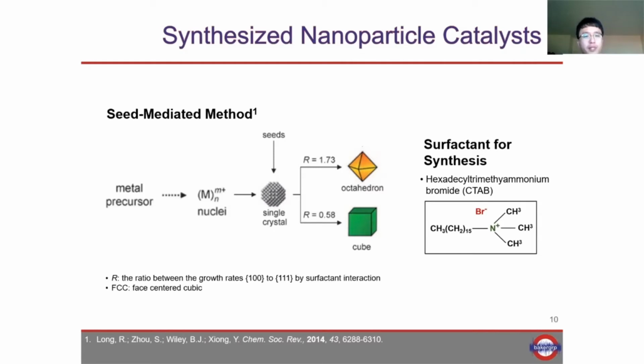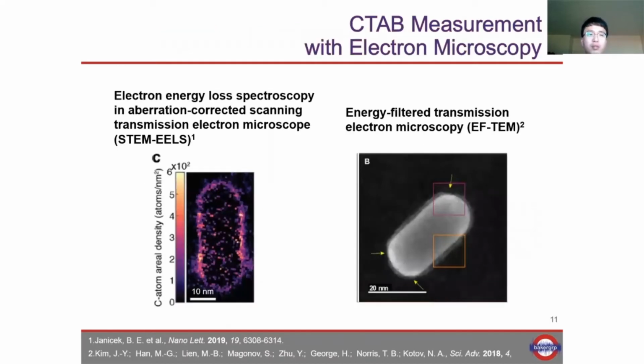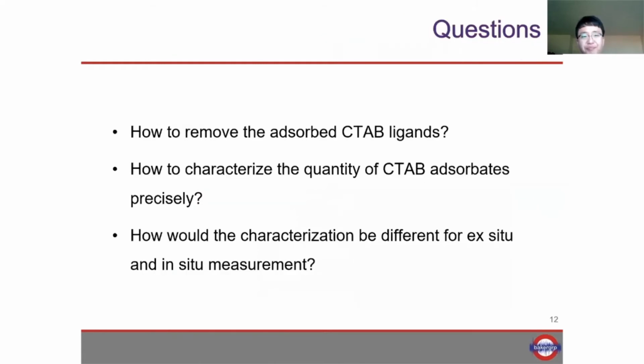The role of CTAB in nanoparticle catalyst is of great interest in both electrochemistry and materials science, because the presence of CTAB contributes to promotion or suppression of chemical reactions differently case by case. Previously, two studies utilizing electron microscopy based techniques, STEM-EELS and EFTEM, reported that the adsorbed CTAB thickness on gold nanorod was about 3 nanometers.